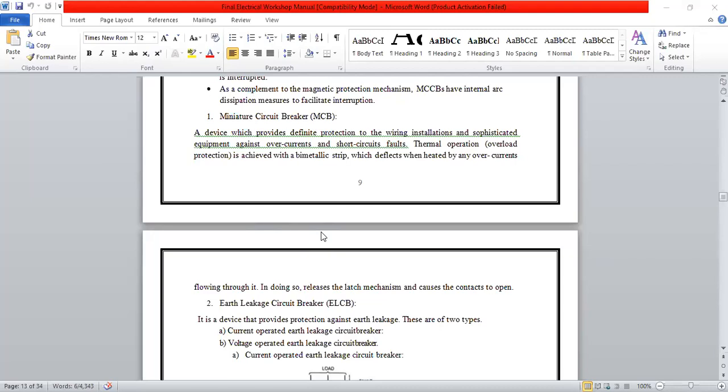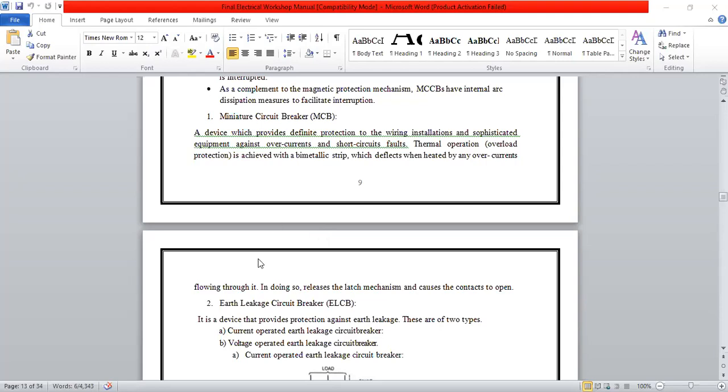So MCB will protect that equipment under overcurrent condition, over voltage condition, or it may be voltage imbalance condition. Okay, or it may be fault condition. ते काय करेल, protect करेल. So this is the MCB.